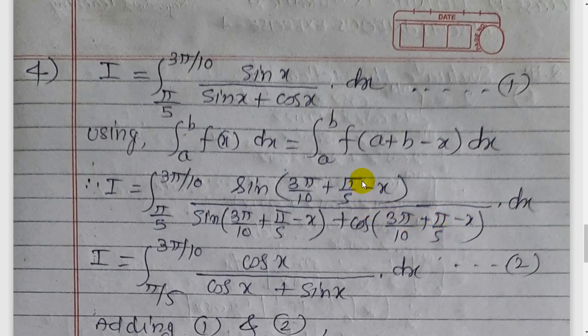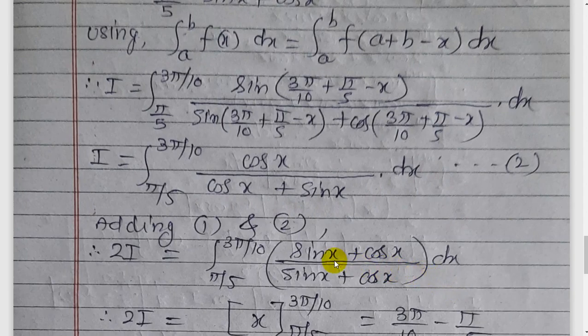As you know very well, 3 pi upon 10 plus pi upon 5 is pi upon 2 for each. So sin(pi upon 2 minus x) is cos x, and in the denominator cos(pi upon 2 minus x) becomes sin x, dx. Let it be equation second: I equal to integral from pi upon 5 to 3 pi upon 10 of cos x upon cos x plus sin x dx.